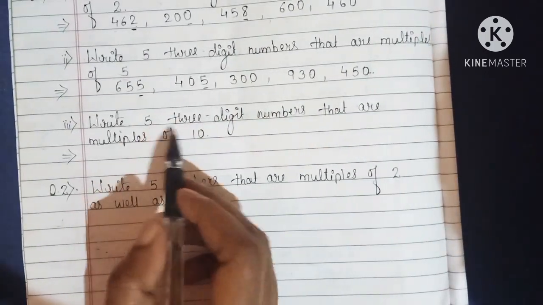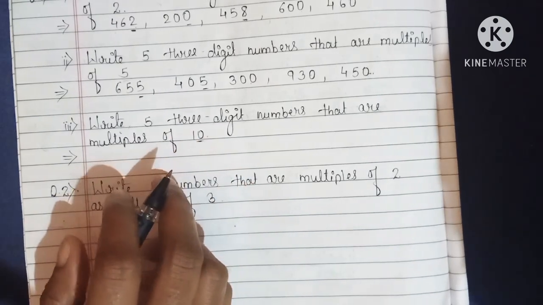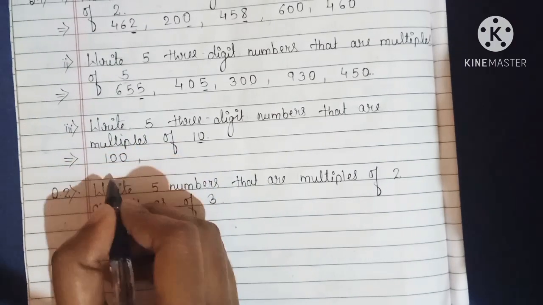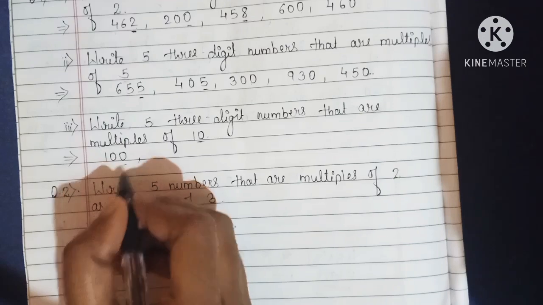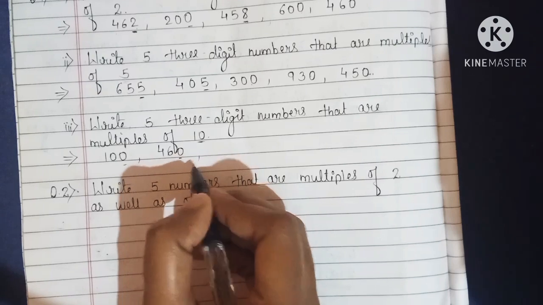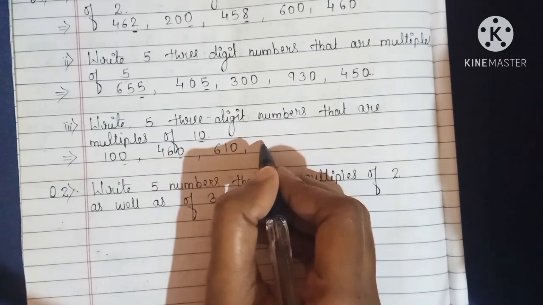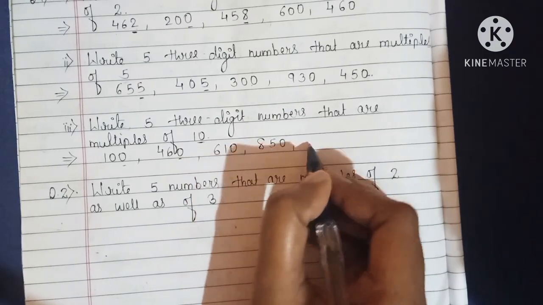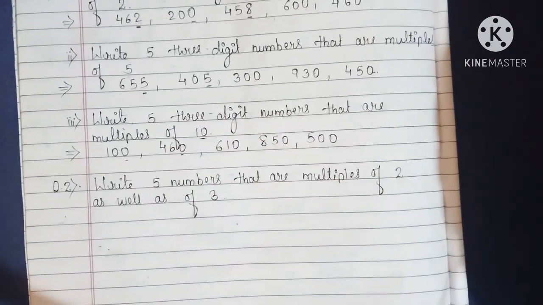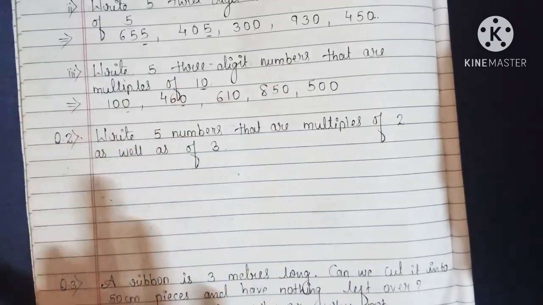Now next is write 5 3-digit numbers that are multiples of 10. Multiples of 10 means the unit place must be only 0. So if I take 100, this is also divisible by 10 because the unit place is 0 here. 460, again this is also divisible by 10. 610, 850 or 500. You can write any of these numbers. So these all are the numbers which are multiples of 10.